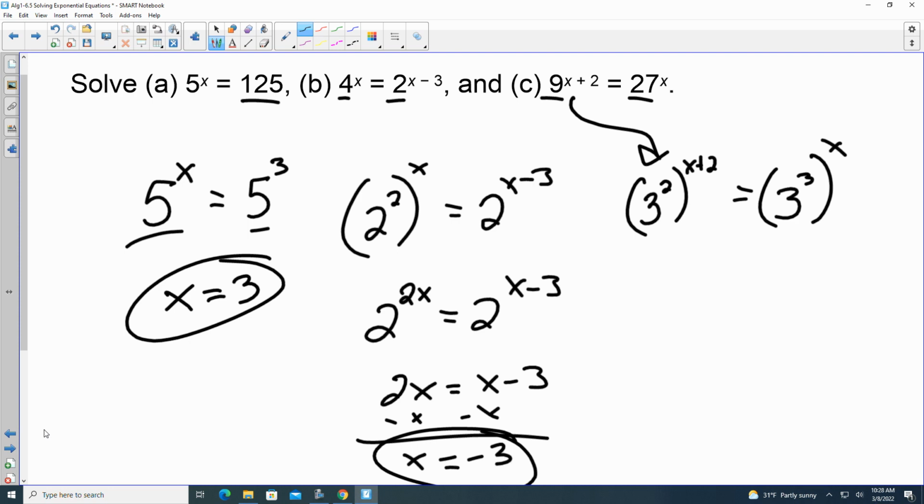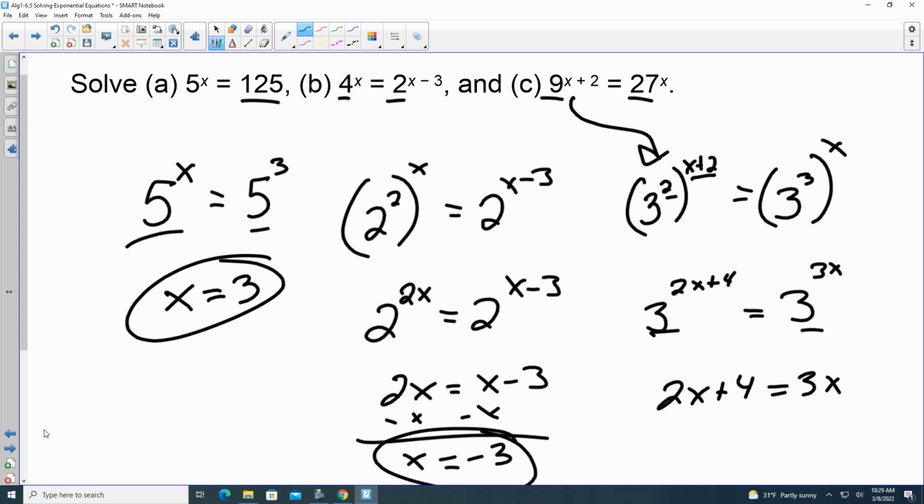Now, what you have to take into account here is that this gets multiplied by this, so you have to distribute. It's just like the distributive property. So this now turns into 3 to the 2x plus 4 power is equal to 3 to the 3x power. So remember, you got to distribute that. Now I have the same base. Now I can write it as 2x plus 4 is equal to 3x. Subtracting 2x from both sides, 4 is equal to x.